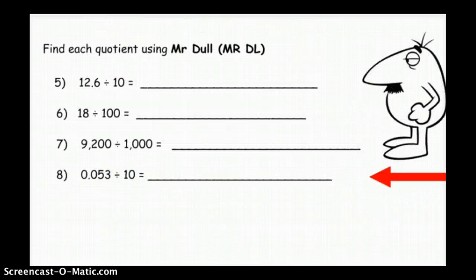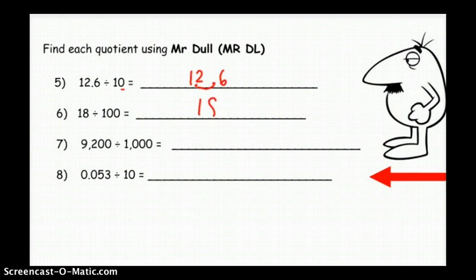When you divide, you move the decimal. When you divide by a power of 10, we're going to move the decimal to the left. So here we have 10. I'm going to take 12.6, and we're going to move it 1 to the left. So it would be 1 and 26 hundredths.